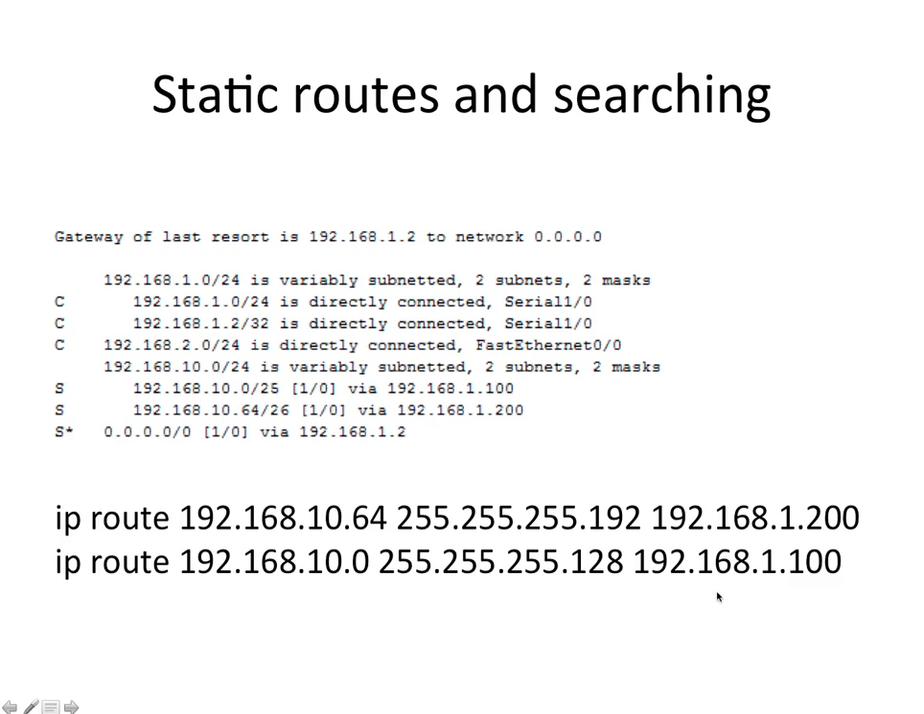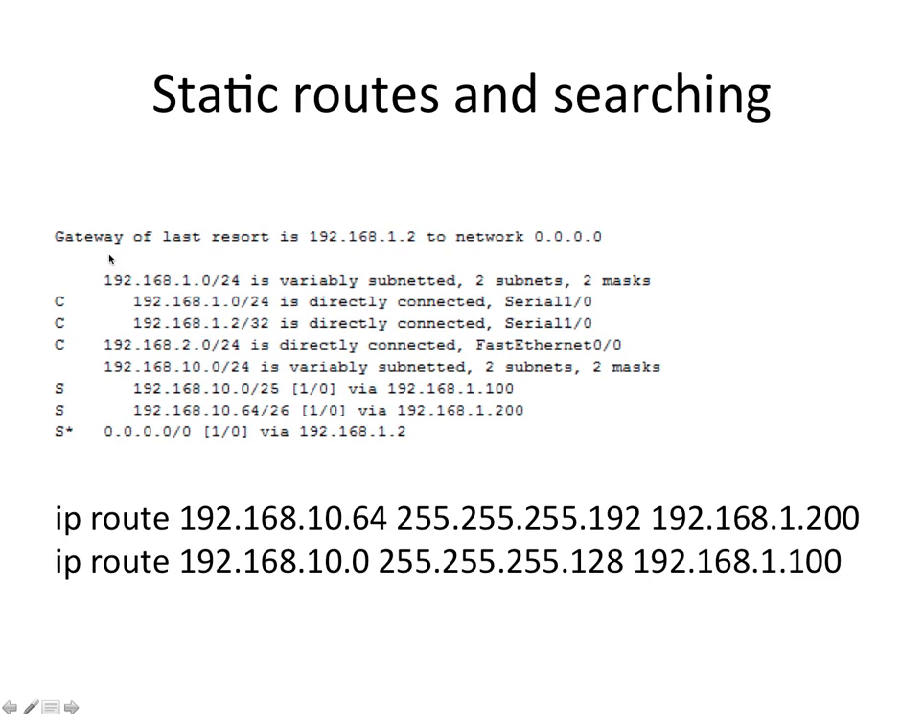So let's look at a couple of examples of what would happen with this particular routing table. So say, for example, we need to send a packet to 192.168.1.10, right? We're searching our network address.